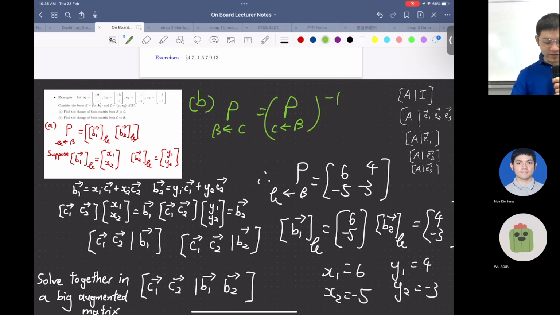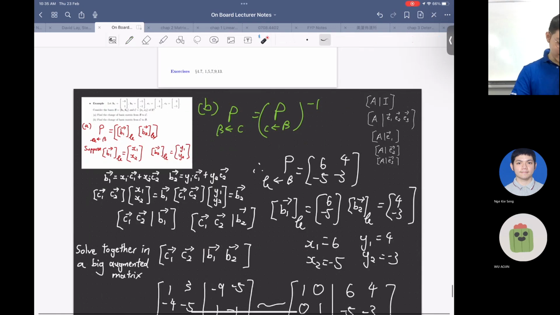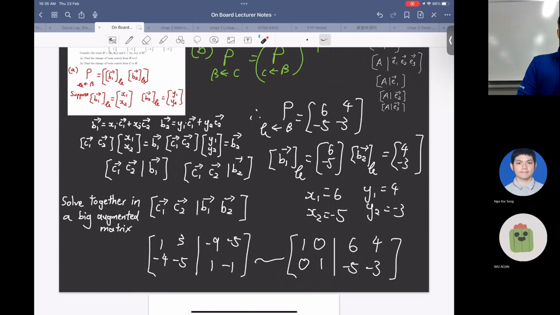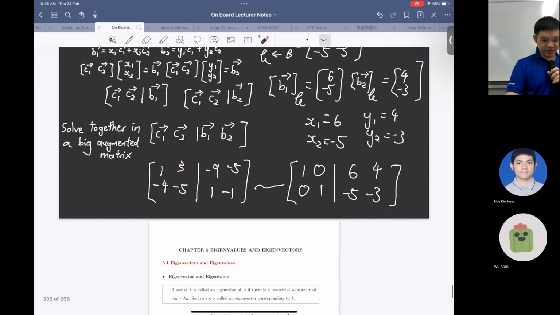Of course, if you want, you can go through this torture again and then get C to B. But you can just take the inverse. You need to remember this inverse always exists because the columns are linearly independent, because you started with basis elements. Otherwise, you cannot simply take the inverse of a square matrix. It might not exist. I think quite straightforward here.